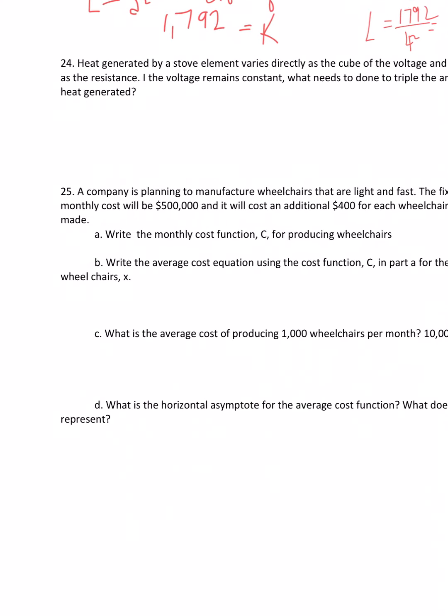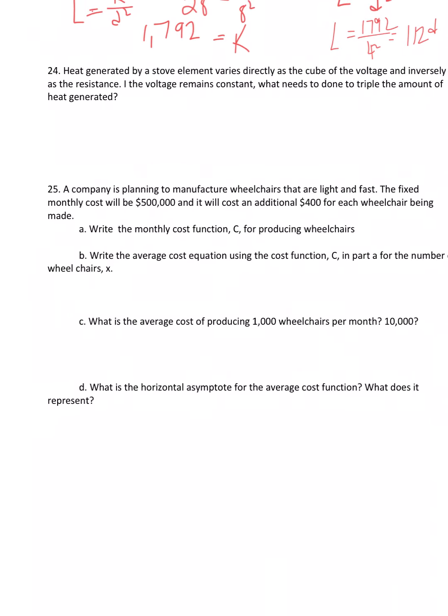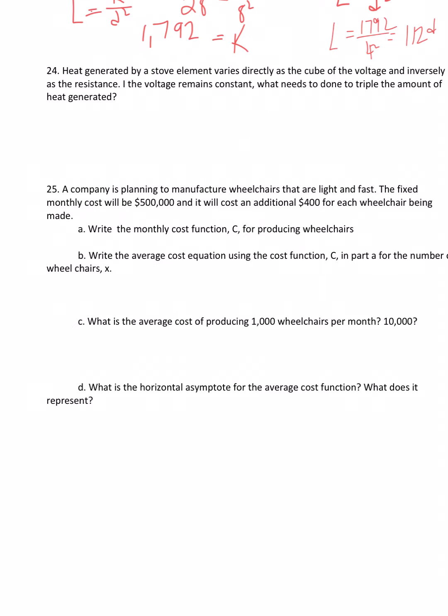24, heat generated by a stove varies directly as the cube of the voltage and inversely as the resistance. So heat varies directly with the cube of the voltage and inversely with resistance. The question says if the voltage remains constant. So this is not going to change. This is a constant.